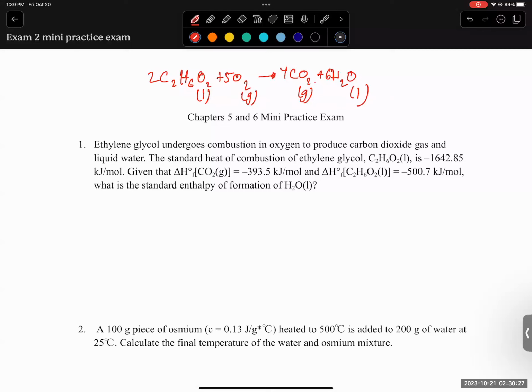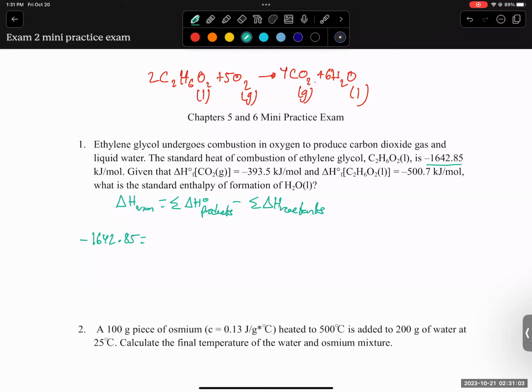Yeah, so another way to say that is delta H reaction equals the sum of the delta H formation of the products minus the sum of the delta H of the reactants. So we already have delta H of reaction, right? They gave it to you right here, negative 1642.85. So we're going to set that equal to delta H of reaction, negative 1642.85.